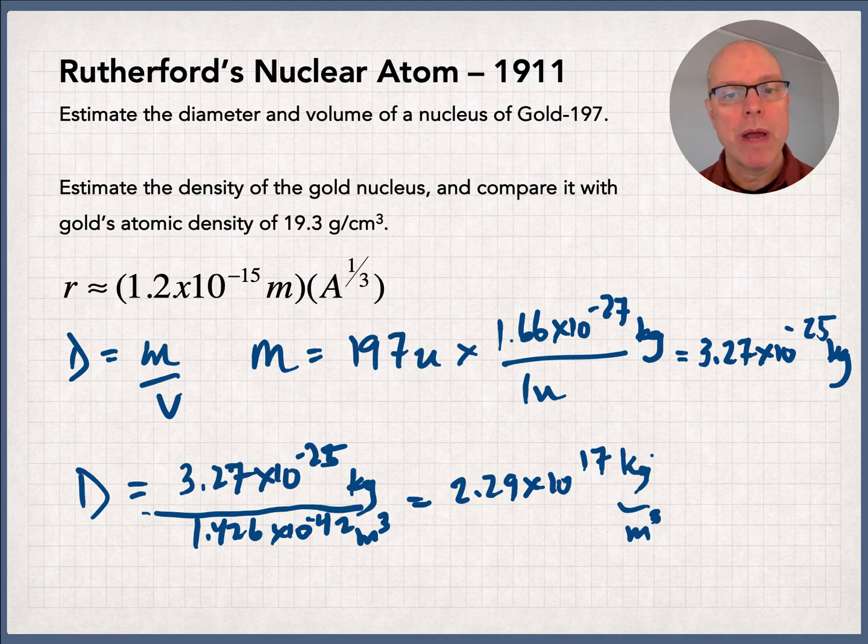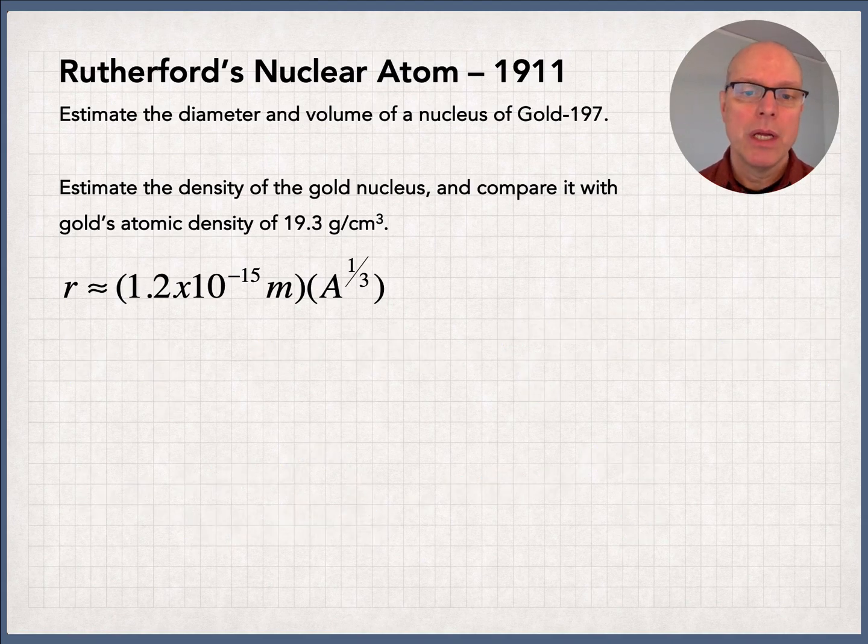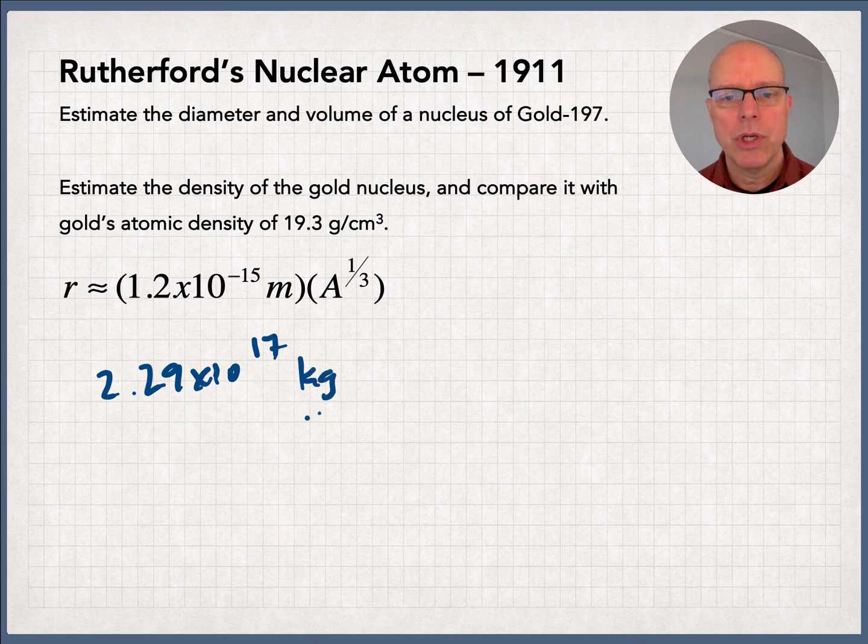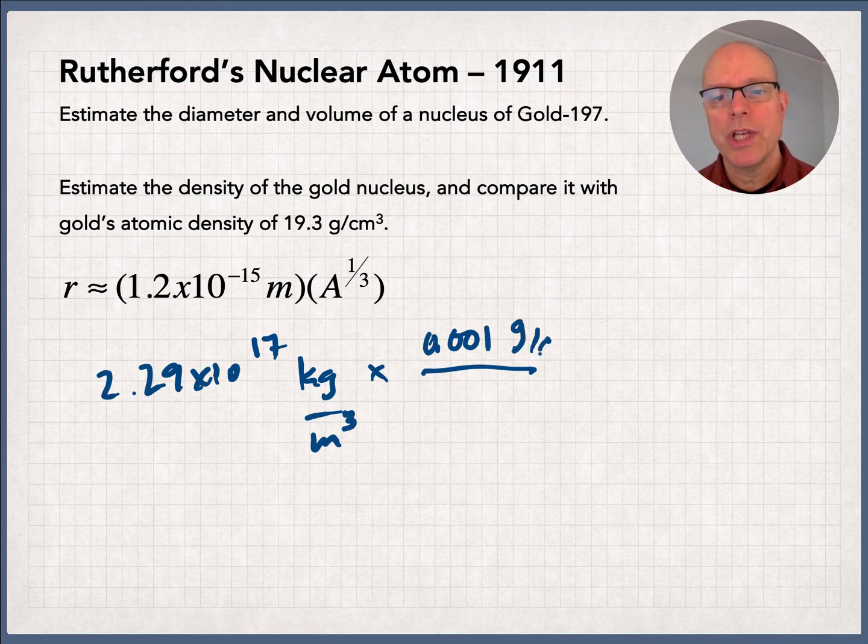Okay. Finally, let's just wrap it up and compare that density. 2.29 times 10 to the 17 kilograms per cubic meter. Well, that needs to be converted, doesn't it? So we're going to employ our unit conversion, and we're going to multiply by 0.001 grams per cubic centimeter over 1 kilogram per cubic meter.